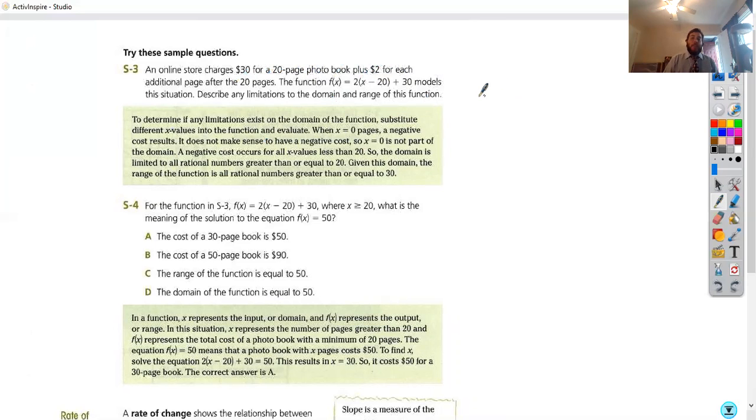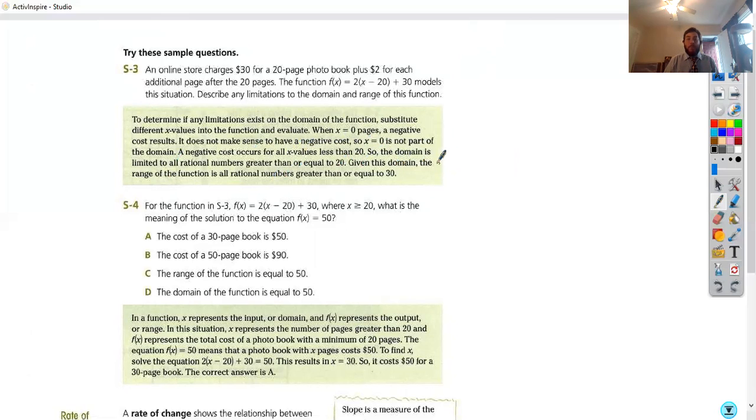Well, if we wanted to determine any limitations, we could read what they wrote here. Substitute different values of x into the function and evaluate. So when x equals 0 pages, a negative cost results. But it doesn't make sense to have a negative cost because you would never buy a book with 0 pages in it, right? So 0 is not part of the domain. So a negative cost occurs for all x values less than 20. So the domain is limited to all rational numbers greater than or equal to 20.